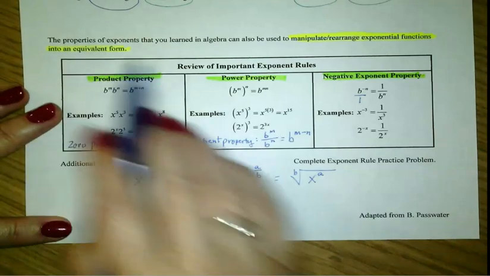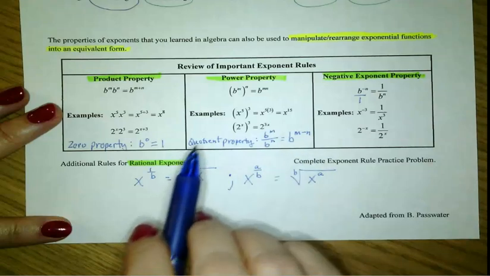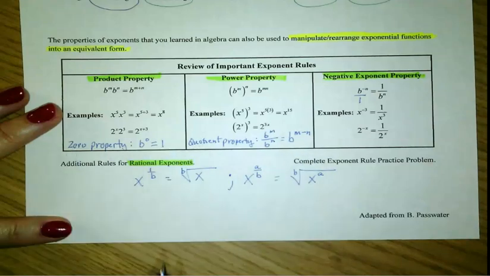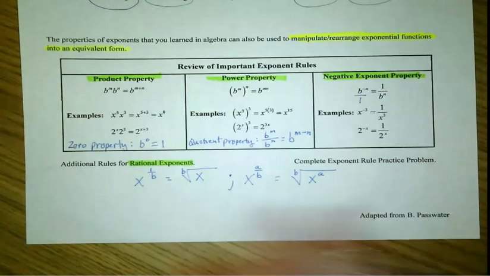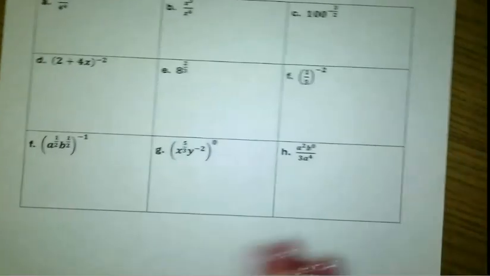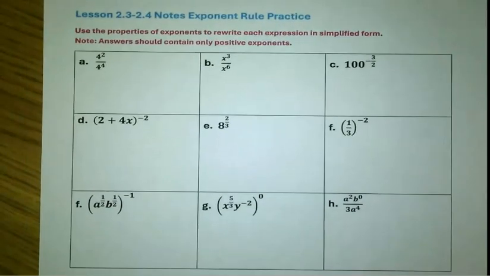So we have product, power, negative, quotient, 0, and rational. All right, so now I have some practice problems.